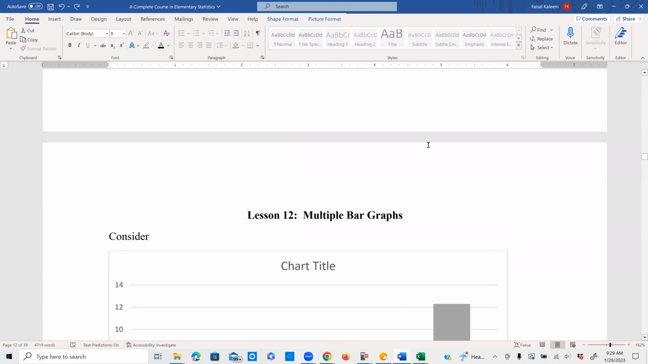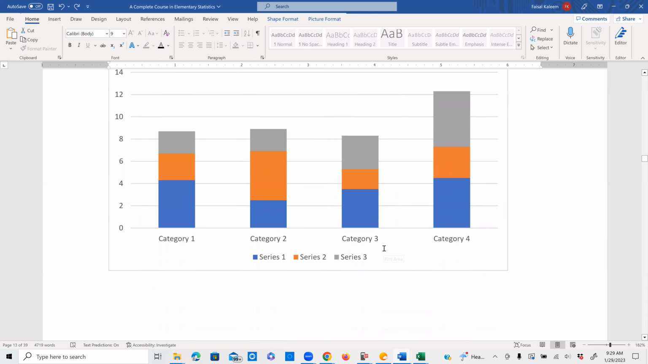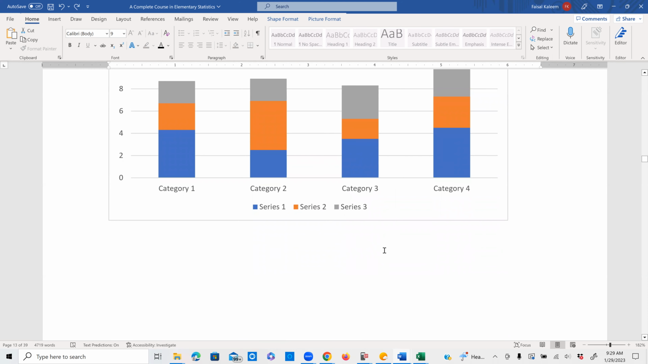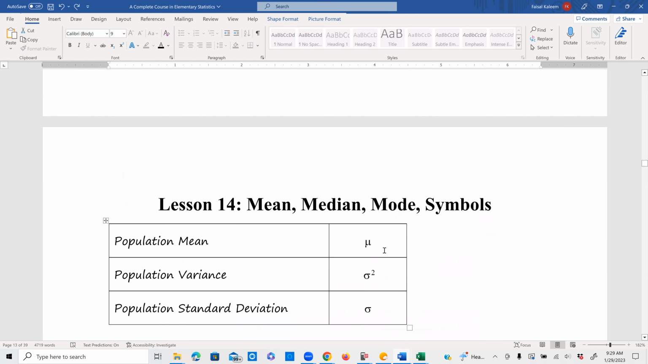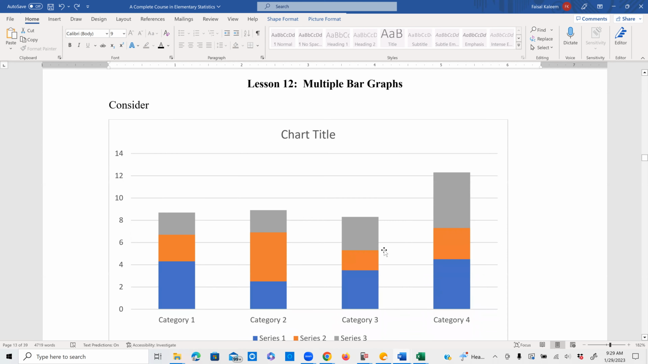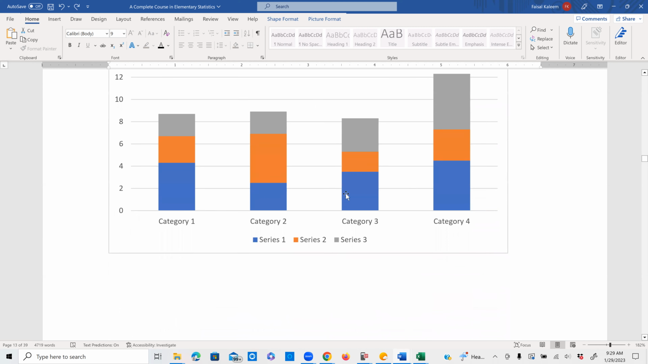And multiple bar graphs. This is a multiple bar graph, and here we can see that we have different categories represented by different bars.